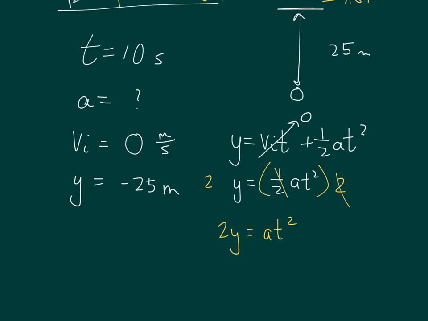Divide by? Ellie? We're trying to find A. T squared, right? Divide by T squared on both sides. That's what A is. Okay? A equals 2y over T squared. That make sense?